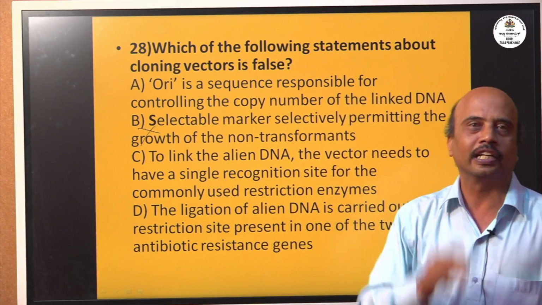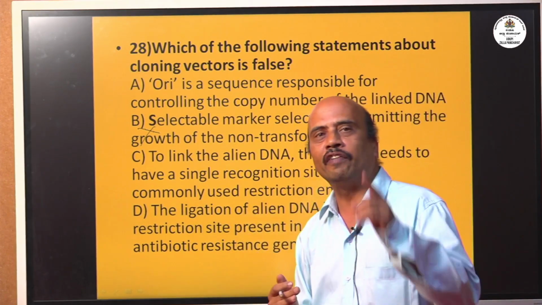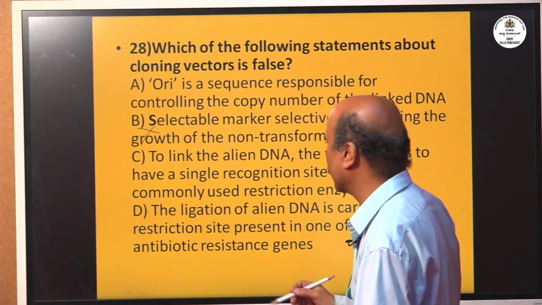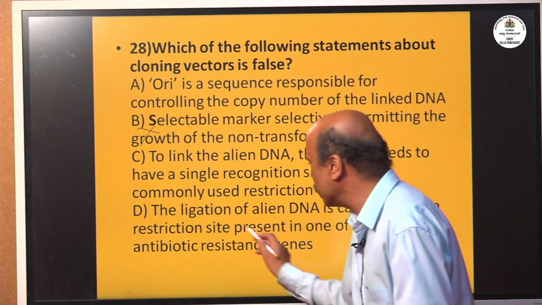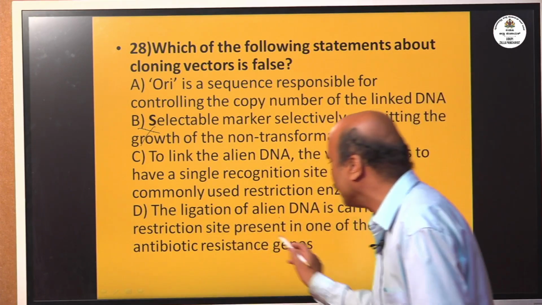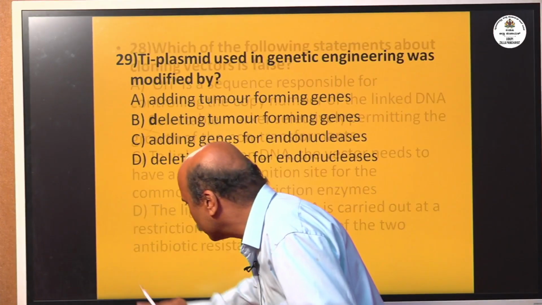Then, to link the alien DNA, vector needs to have a single recognition site for the commonly used restriction enzymes. That I have already told. It is better if you have a single recognition sequence for a particular enzyme. The ligation of the foreign DNA is carried out at a restriction site present in one of the 2 antibiotic resistant sites. That is also correct. Okay. Then we move on to next.